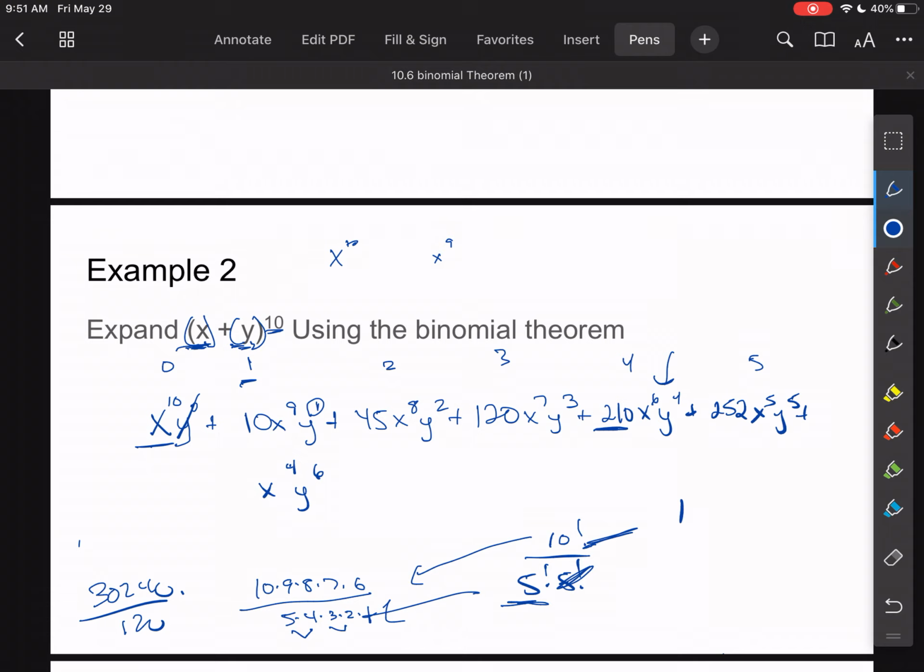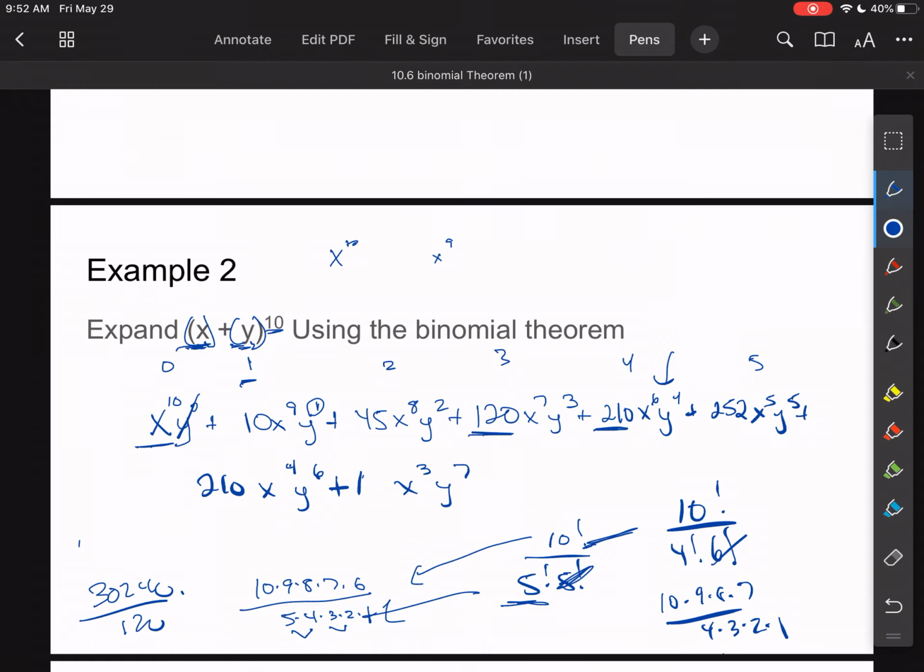To show you, this will be 10 factorial over 4 factorial, 6 factorial. The 6, 5, 4, 3, 2, 1 cancel, and you're just left with 10 times 9 times 8 times 7 over 4 times 3 times 2 times 1, which should be familiar to you if you're paying attention. You get 210, so that one comes back around. Then your next one would be x to the 3rd y to the 7th. That lines up with this guy, so 120.